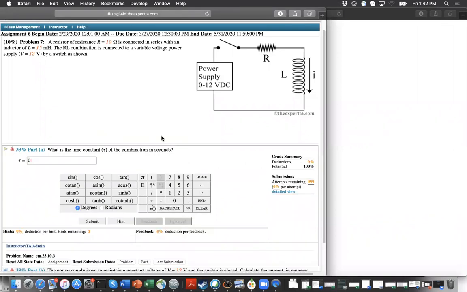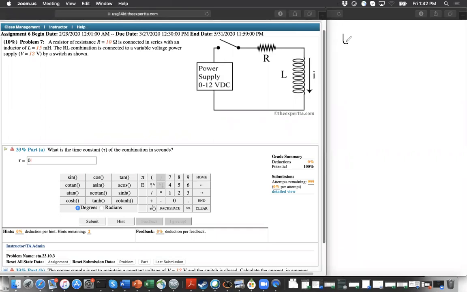So part A is, what is the time constant in seconds? So now we do our usual tricks. We have to approach this in the same way we've done in the past. First of all, we write down what we're interested in. Well, we're interested in this time constant tau. And that's what we want. What do we know? Well, we know the voltage that the battery puts out is 12 volts.